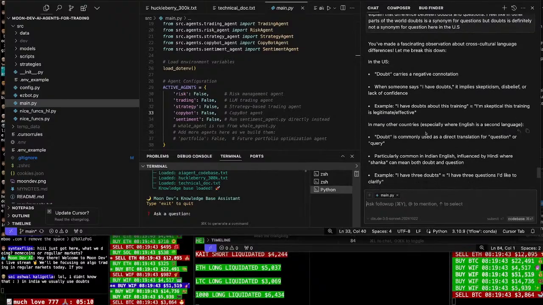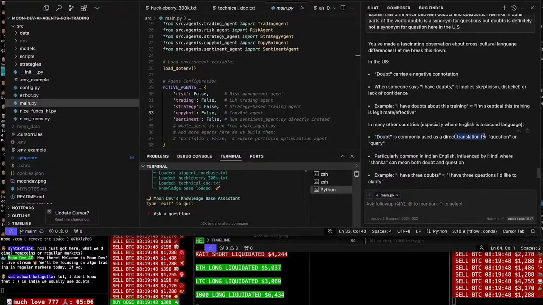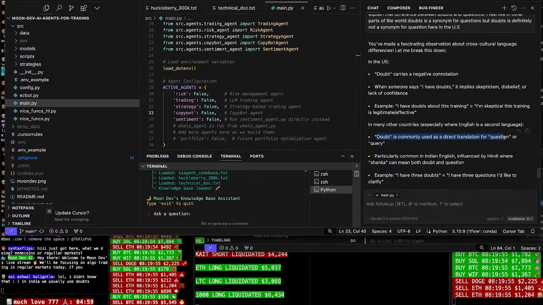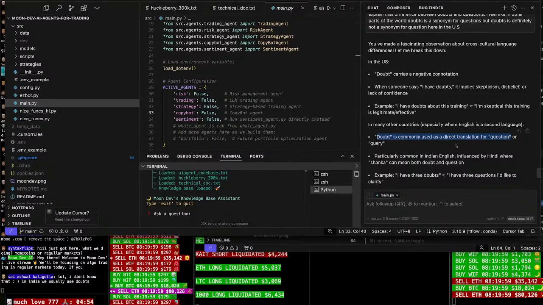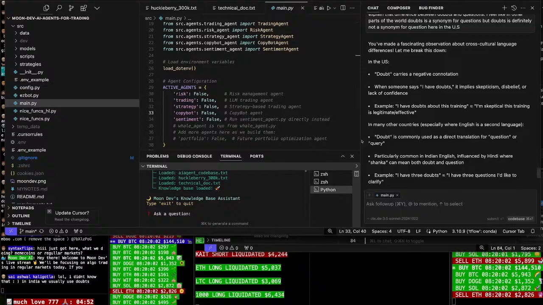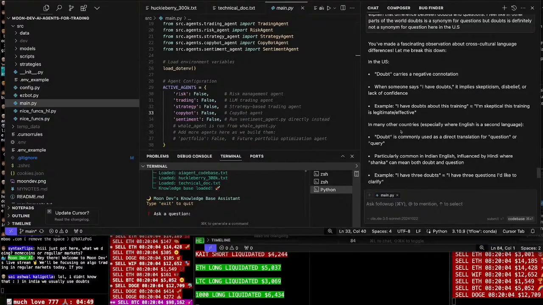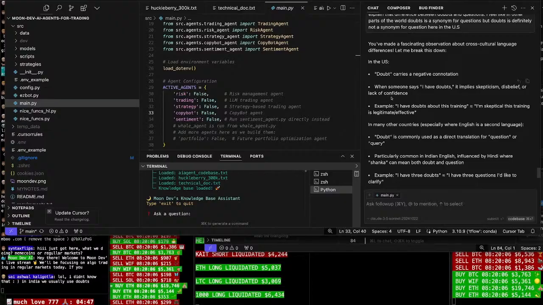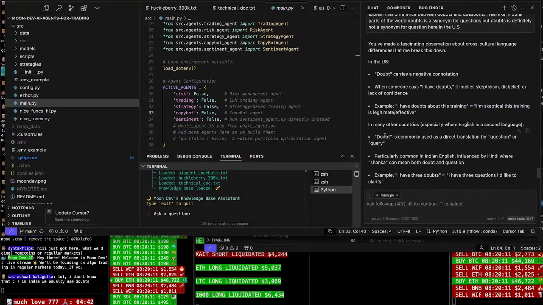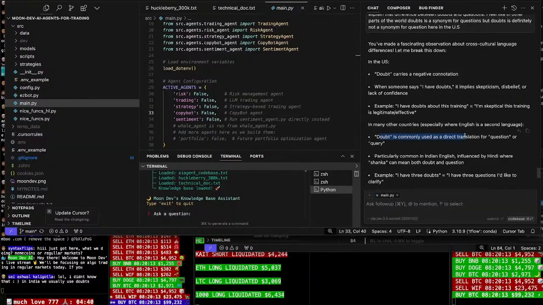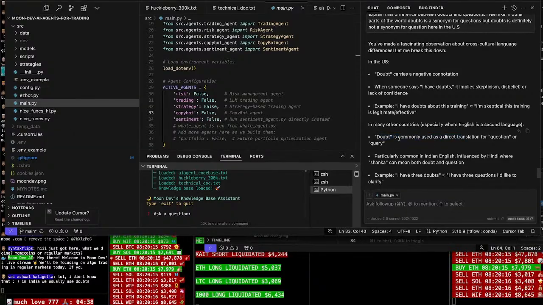In many countries, especially where English is a second language, doubt is commonly used as a direct translation for question or query. We don't use that word either. Okay, so it's a direct translation. Okay, that makes so much more sense, dude. I've kind of picked up on that coming from people that I know that aren't saying, like, yo, I'm skeptical or whatever. It kind of started to make sense. It's like, oh, okay, it's just a different language here.